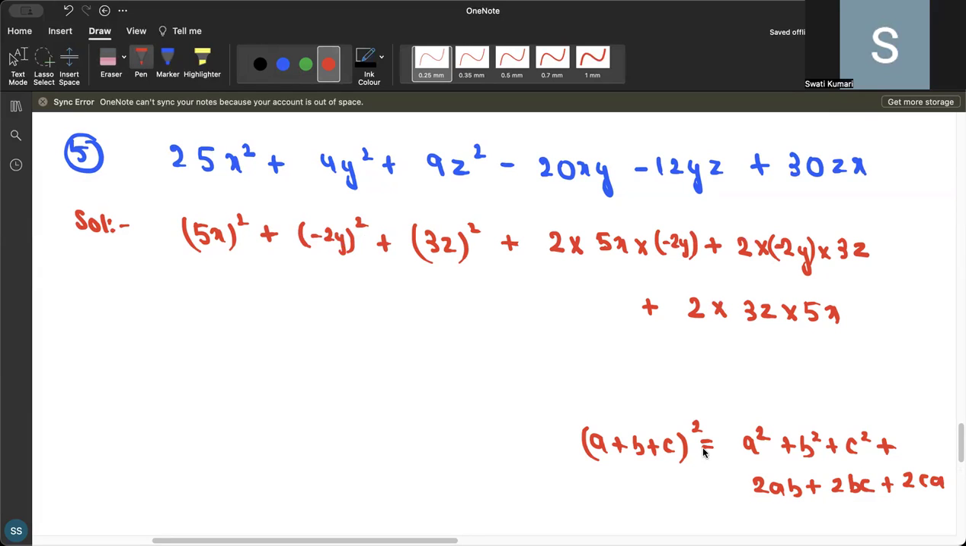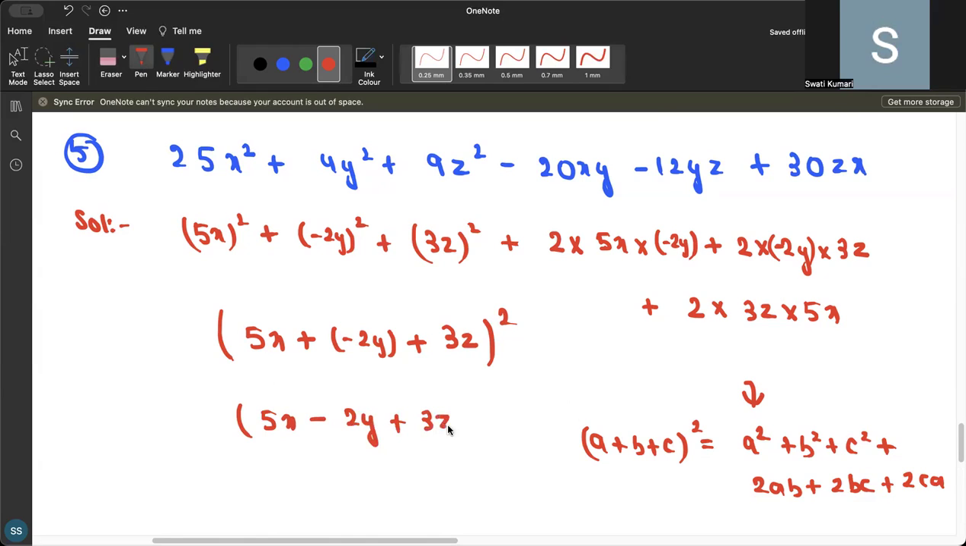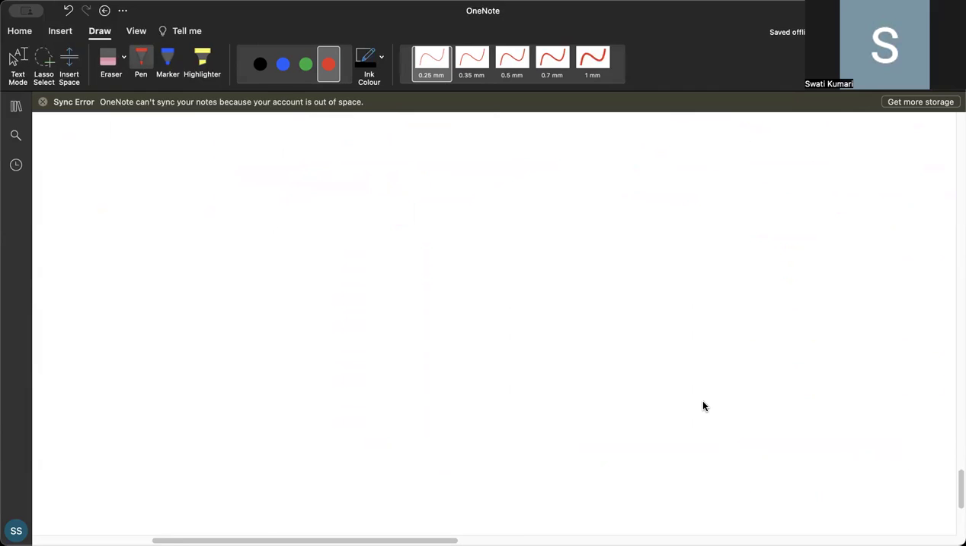Now this is in the formula. The RHS is nothing but equal to the LHS, which is A, that means 5x, plus B, which is minus 2y, plus C, which is 3z, whole square. We can simplify this further: it becomes 5x minus 2y plus 3z whole squared. And that's the answer. We had to factorize this and we have got the answer. All right, now we can go to the next question, question number 6.